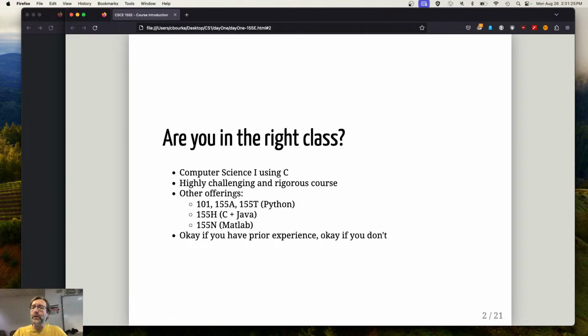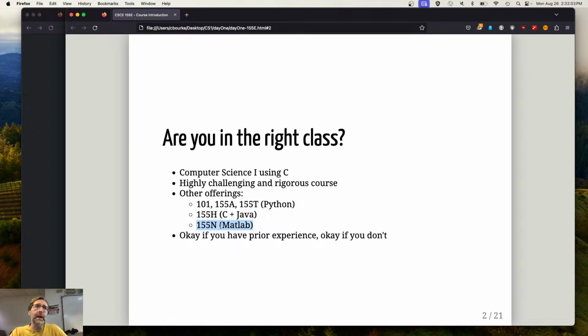But there are other offerings. For example, 101 is a course for non-majors. 155A is the companion course to this that uses Python, and it's a little bit gentler introduction to programming and computer science. 155T is designated for data science majors. And all three of these use Python. If you are interested in an even greater challenge, I also do 155H, which is in the morning section, and that course is different in that it covers two programming languages at the same time, C and Java. Here, we're just covering C.